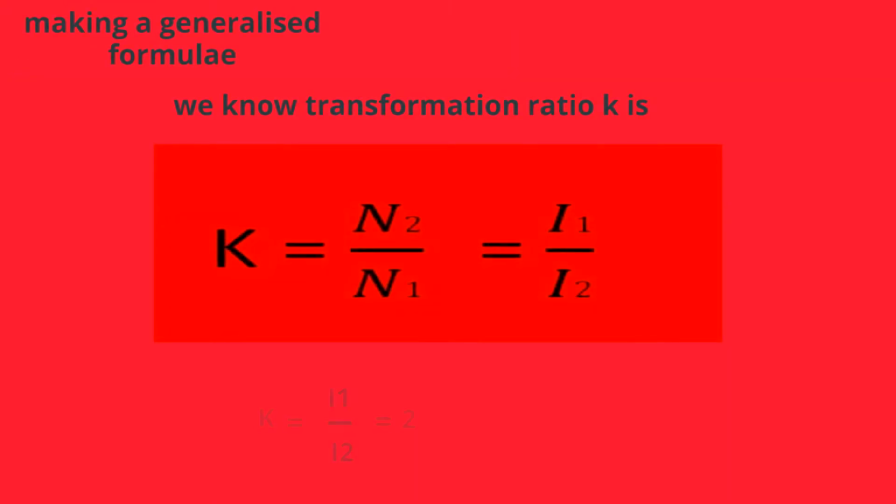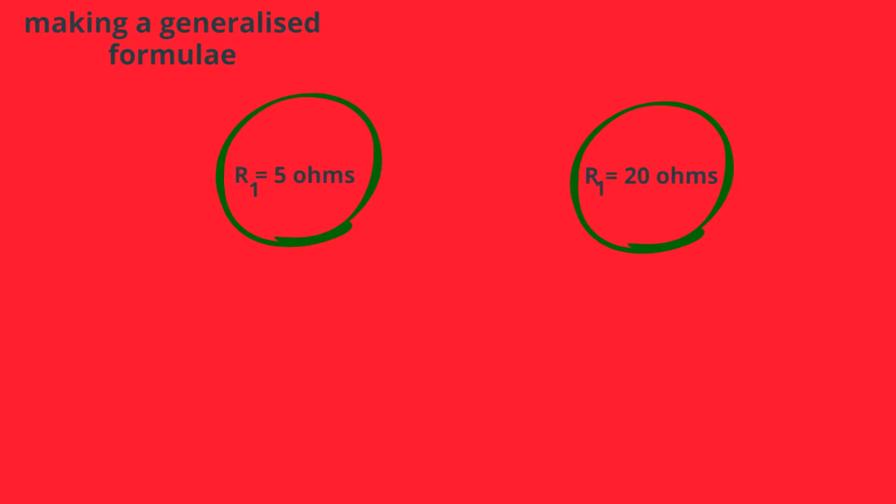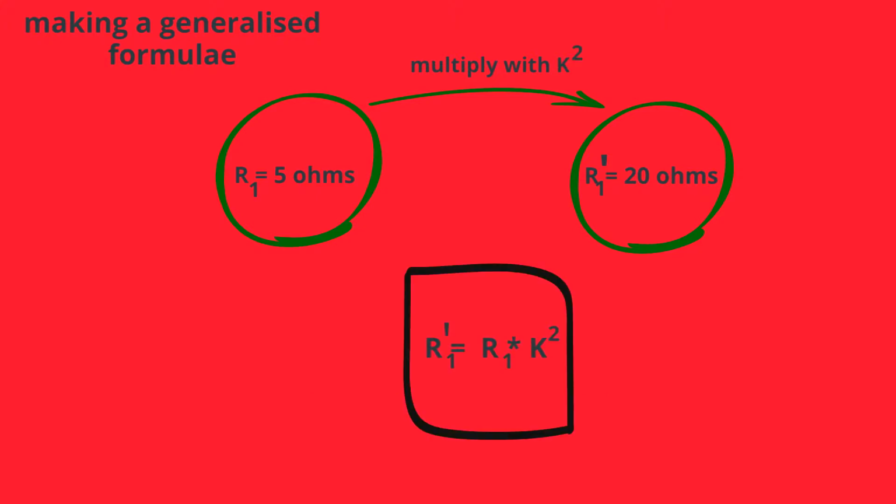For writing a generalized formula, we will take the help of the transformation ratio K. For the given numerical, the transformation ratio K is equal to I1 by I2, that is equal to 2. Primary winding resistance R1 is 5 ohms, when multiplied by 4, we will get R1 dash is equal to 20 ohms. Same as the previous one, we have to replace 4 with K square. Then we will get a generalized formula for R1 dash, that is R1 dash is equal to R1 into K square.